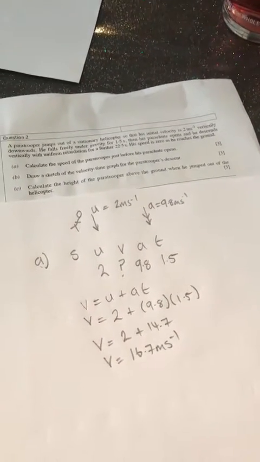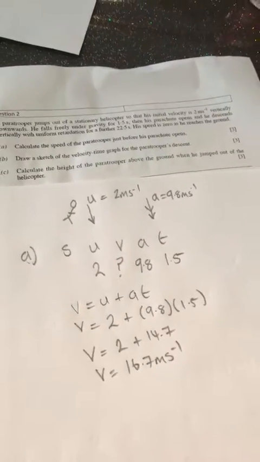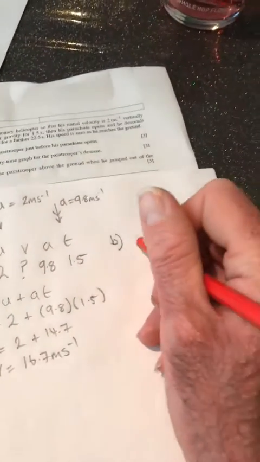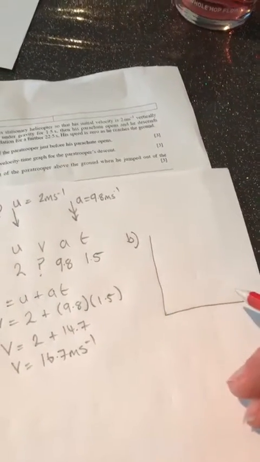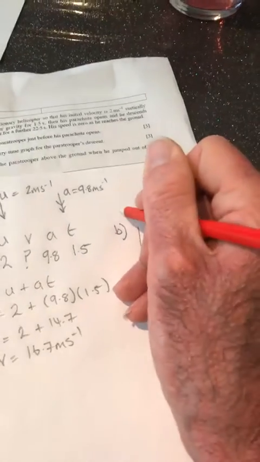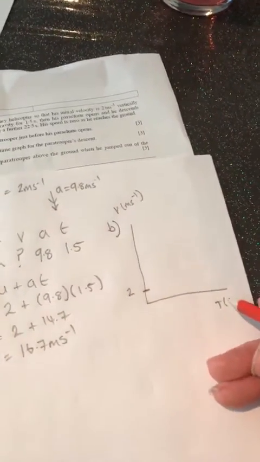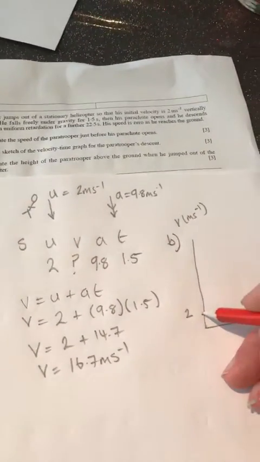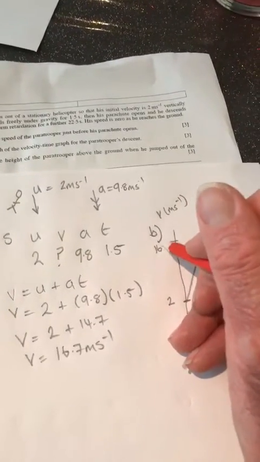Now, part B, sketch the velocity time graph for the paratrooper's descent. Now, I was a bit disappointed by this because there were some very poor sketches. So in the first instance, draw your axes nice and straight, okay? And we know it starts at 2, so his initial velocity was 2 meters per second. Remember, label your axes, time in seconds, and basically he fell for 1.5 seconds, and we know after 1.5 seconds he hit a velocity of 16.7 meters per second.